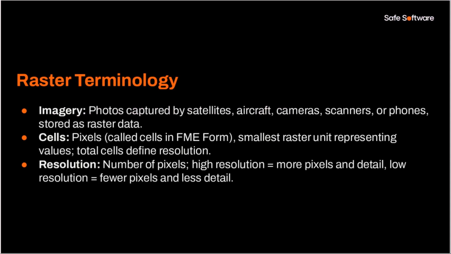So, raster terminology. Here I'll cover some common terms used in the imagery world. Imagery is any type of photograph captured by electronic devices such as satellites, aircraft, cameras, and mobile phones. Imagery is comprised of pixels. Within FME, these are referred to as cells. This is the smallest unit of a raster image, representing one or multiple values. The total number of cells will define an image resolution. The resolution is the real world size of a pixel. High resolution has more pixels, so it will be more detailed, while low resolution has fewer pixels, so it will be less detailed.